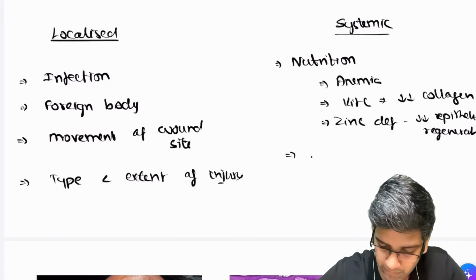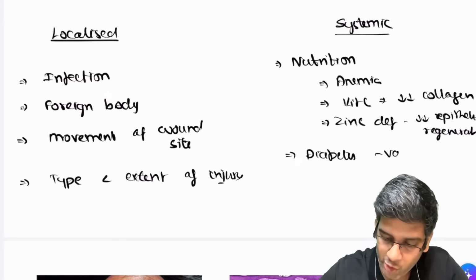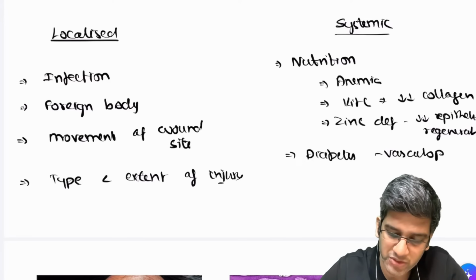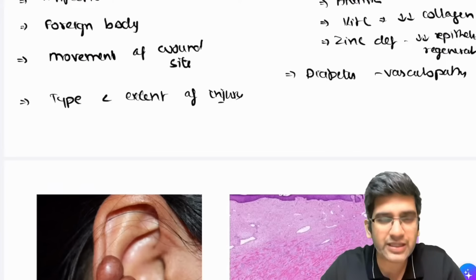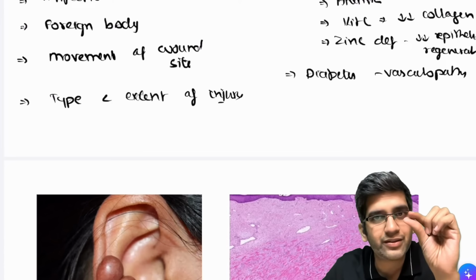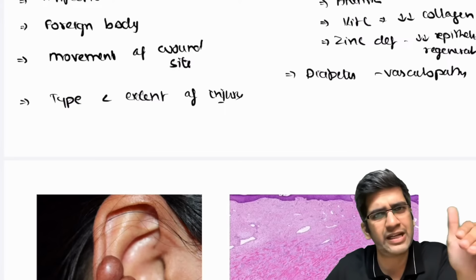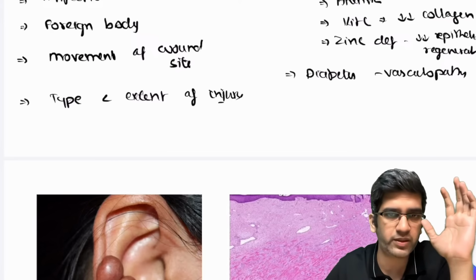Next, diabetes. Diabetes causes primarily vasculopathy. It also causes reduced inflammation, but vasculopathy is a bigger concern for me. Whatever neoangiogenesis is produced in granulation tissue, they are damaged vessels and cannot heal properly. That's the important thing. Multiple reasons, but one of the important things is vasculopathy, right?